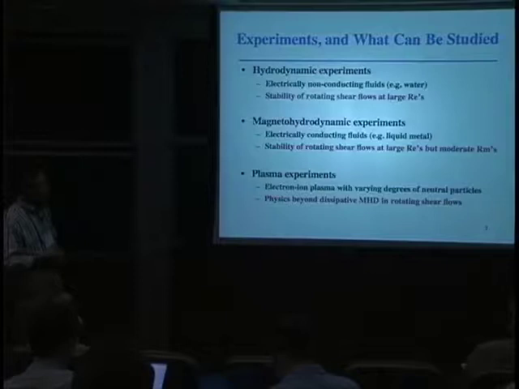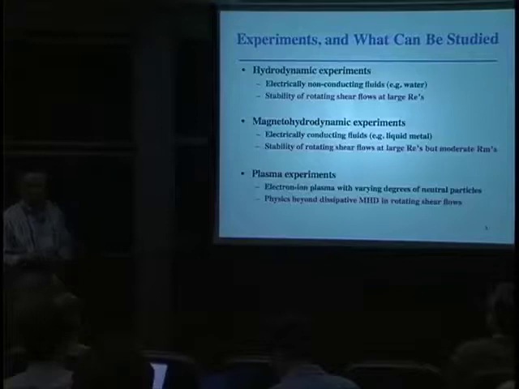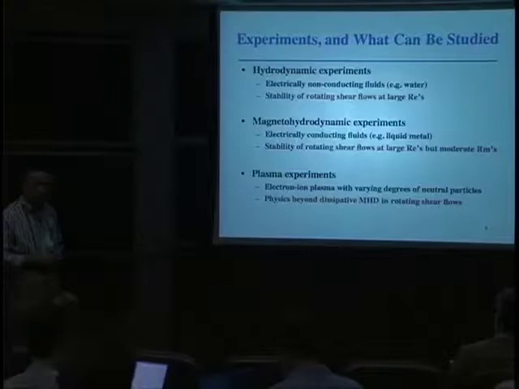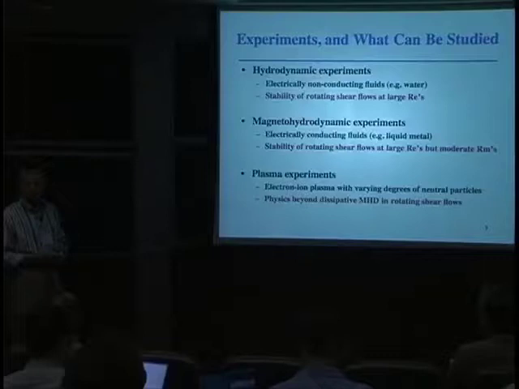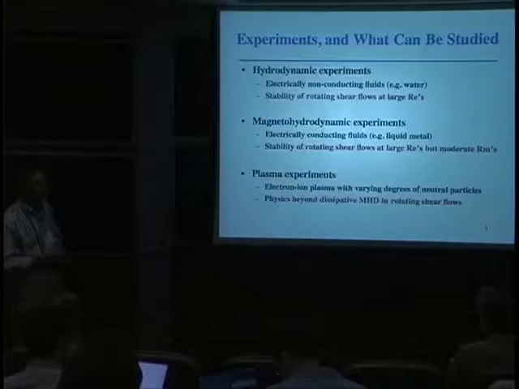For the plasma experiment, usually we refer to electron-ion plasma, not pair plasma per se, with varying degrees of neutral particles. That introduces another dimension, in a sense multiple fluid effects on top of so-called MHD fluid or even two fluid. You can imagine there's a three fluid effect, or any combination of the two fluid effects in the three fluid plasma. So we're going to talk a little bit about each of them.